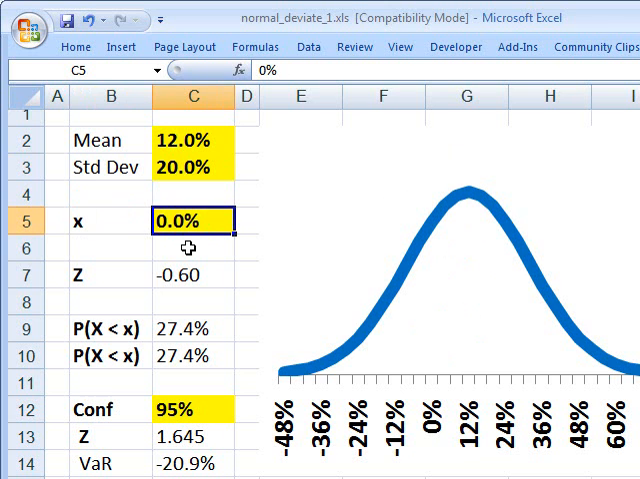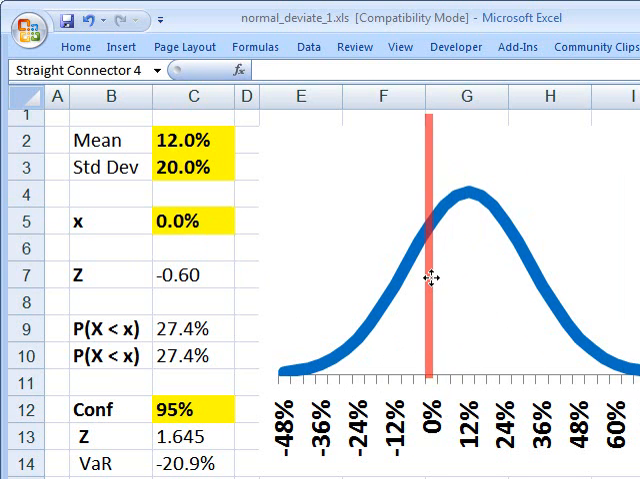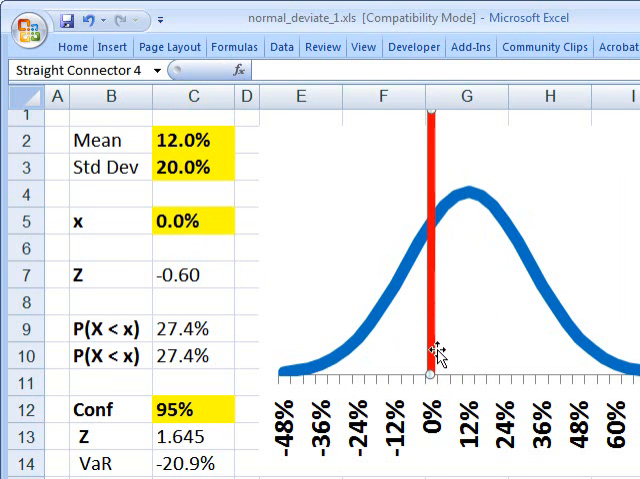For example, if this normal distribution does roughly approximate or characterize my asset returns, what's the probability I will experience a loss? And graphically, that's the same as asking, what's the probability that we'll end up on a random sample over here to the left of this line at zero? That's the area under the curve right here as a percentage of the total area under the curve.